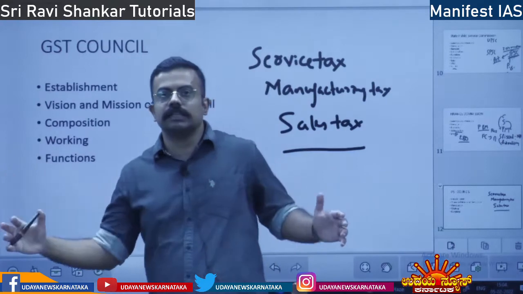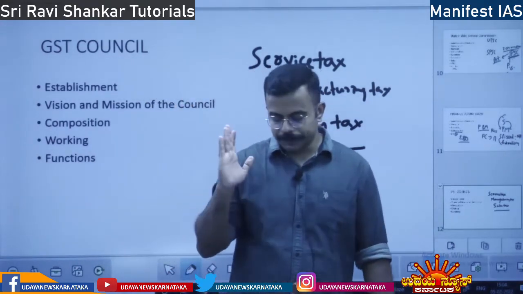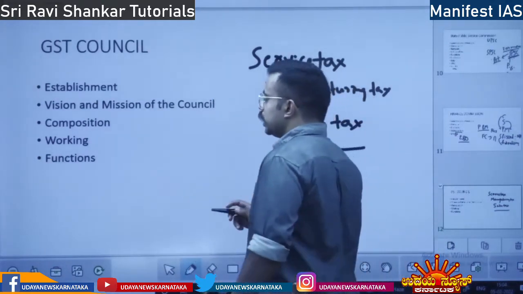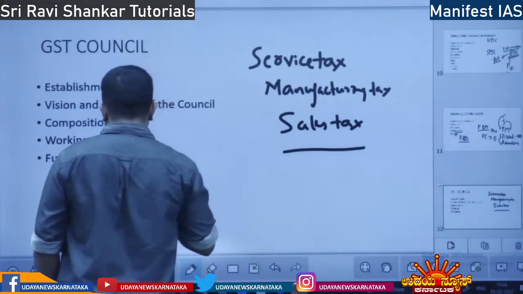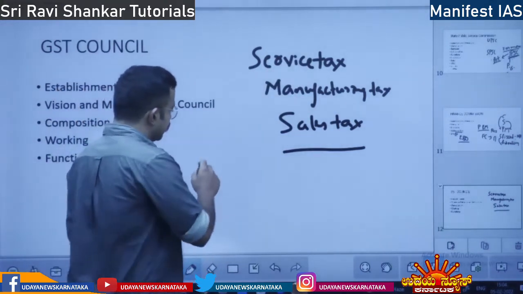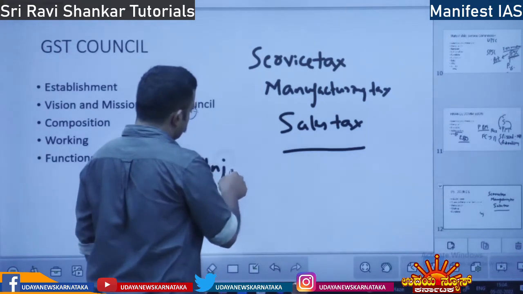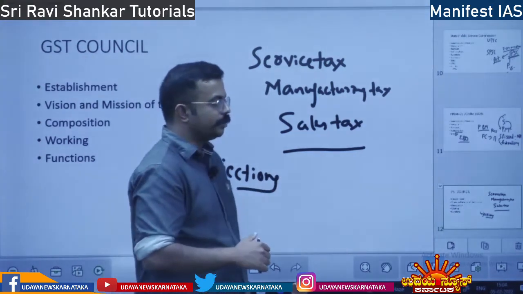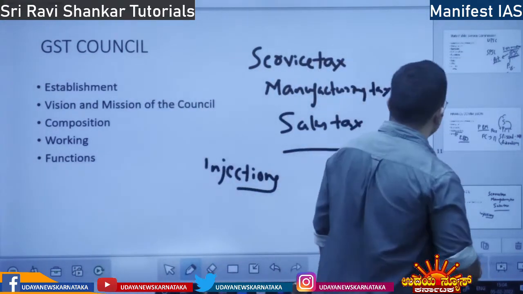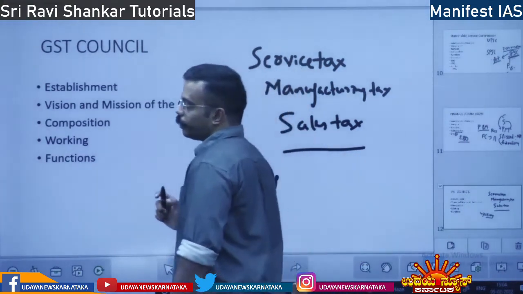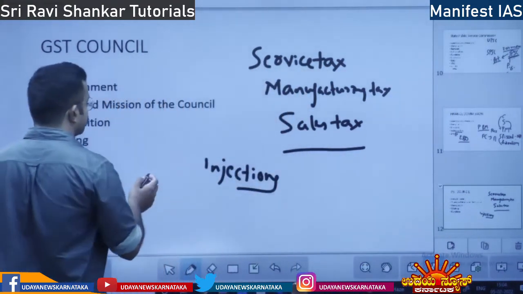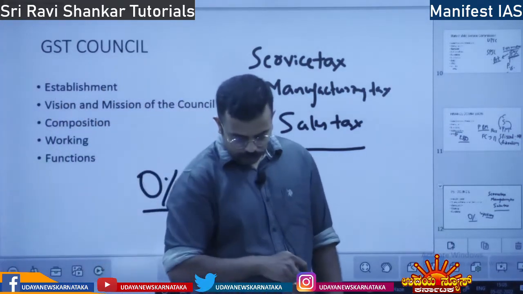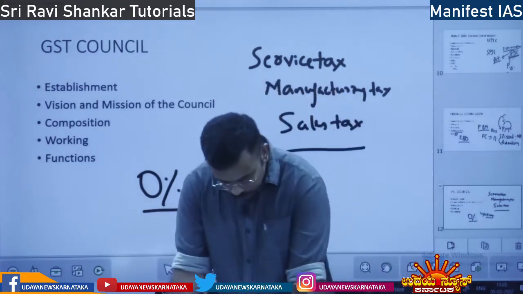What all taxes need to be brought into the GST is decided by the GST Council. And also what are the goods? Certain goods, for example injections, milk, and goods which are needed by poor people are exempted from GST. GST is not applicable to them. So what percentage of GST is applicable to them? 0%.